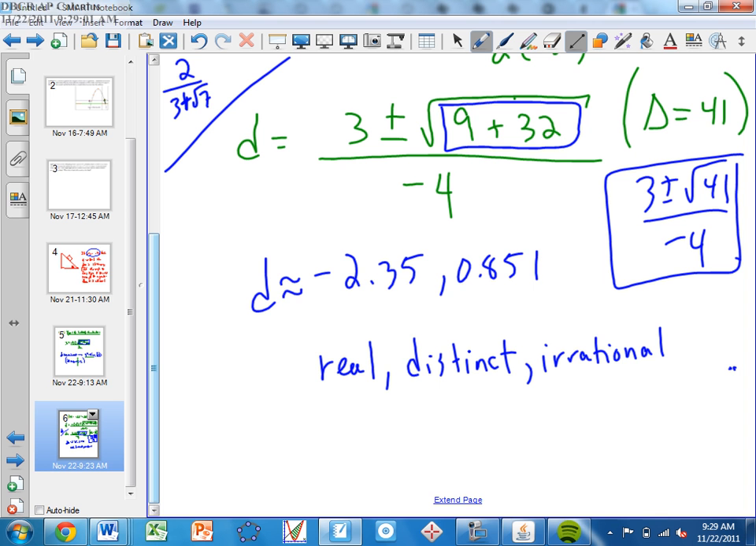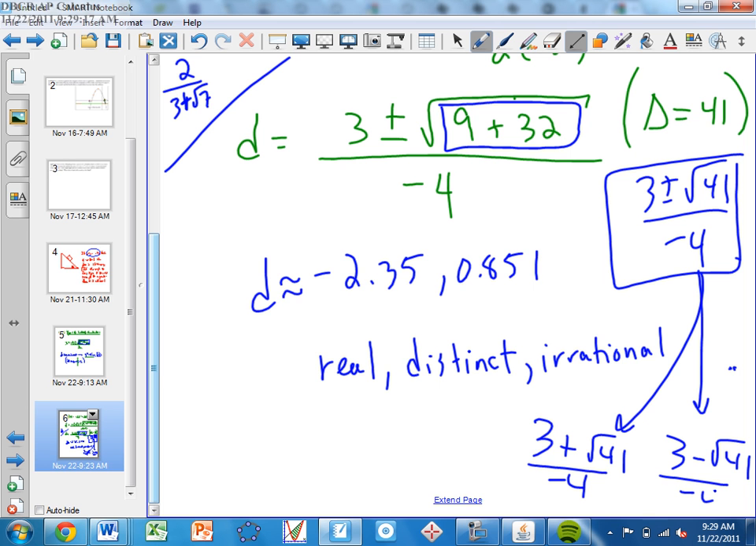Okay, so here, these roots, if you look at them, if I were to break this up, see how it's a plus or minus? We would end up with, let me show you down here, the two roots. We would end up with 3 plus root 41 all over negative 4, and 3 minus root 41 all over negative 4. Well, take a look at this. These are binomial conjugates. Because if I divide this 4 into both of these, I'm going to end up with a negative 3/4 and a negative here. I'm going to end up with a negative 3/4 and a positive here. Thus, they are binomial conjugates. So the last way we can describe the roots is as binomial conjugates.